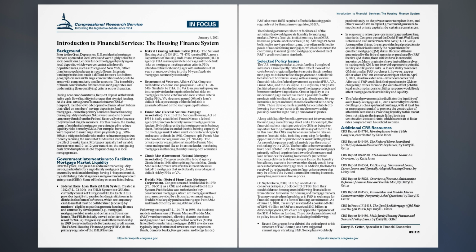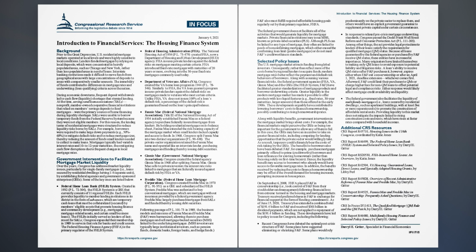In 1968, Congress split Fannie Mae into two distinct organizations, PL 90-448. The private sector organization retained the Fannie Mae name and operated like an interstate lender, purchasing mortgages and funding them by issuing debt securities. Ginnie Mae, Government National Mortgage Association. Congress created the federal agency Ginnie Mae in 1968 after splitting Fannie Mae. Ginnie Mae sells to private investors the interest rate risks linked to mortgages that are federally insured against default risk by FHA or VA.